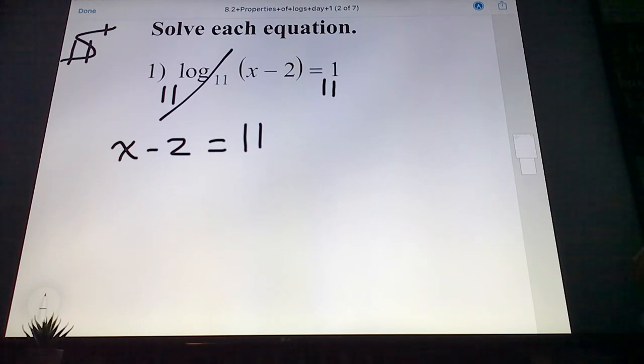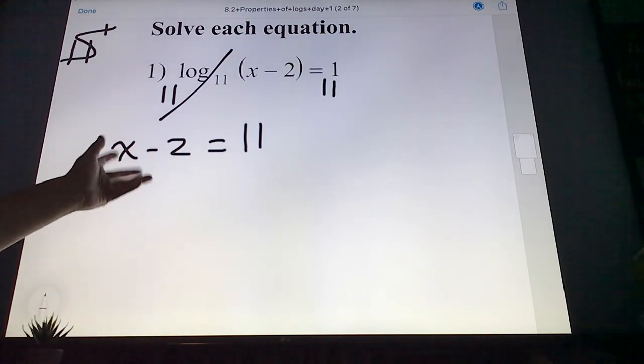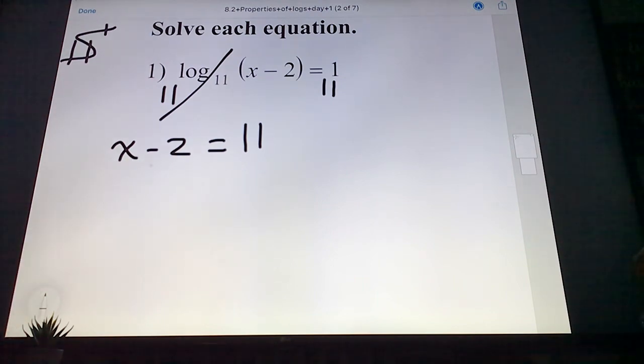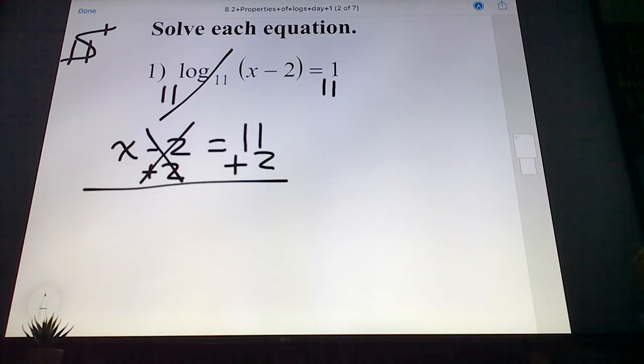Well, now how do I solve for x? Well, I have a minus 2, so what's the opposite of minus? It's plus 2. Plus 2. Whatever you do to one side, you have to do to the other side. So what is 11 plus 2?